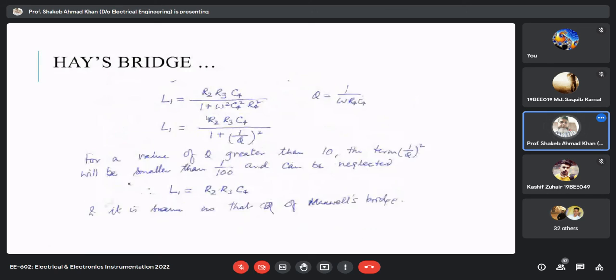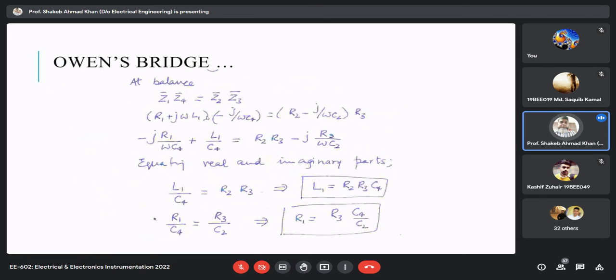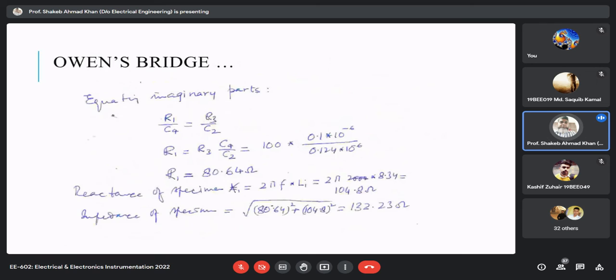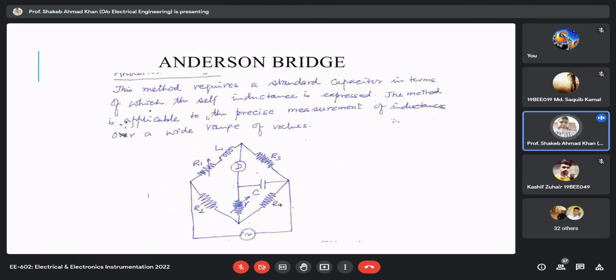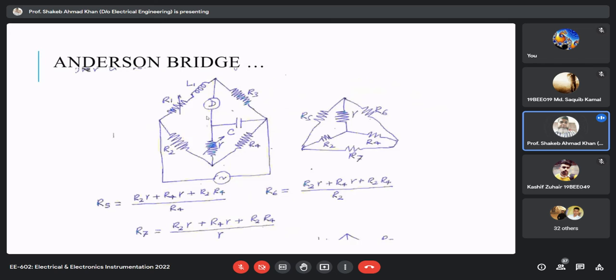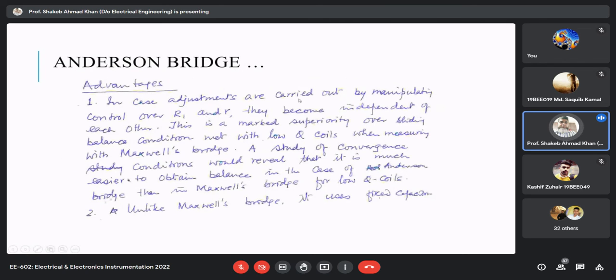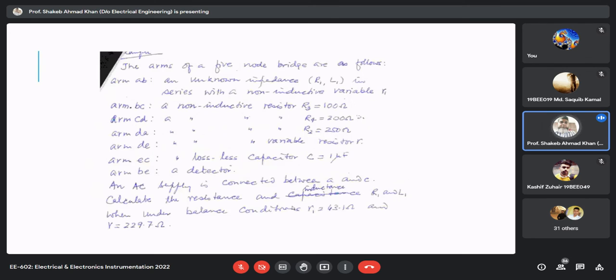That issue we are not having in Anderson bridge. So Anderson bridge is good for the low Q, quality factor coils also. It is easy to balance, and overall also it is easy to balance. So that's what it is written. This is a marked superiority over the sliding balance condition met with the low Q coils when measuring with the Maxwell's bridge. A study of convergence condition would reveal that it is much easier to obtain balance in case of Anderson bridge than in Maxwell bridge for low Q coil. And unlike Maxwell bridge, it uses a fixed capacitance, so cost wise also it is economical.